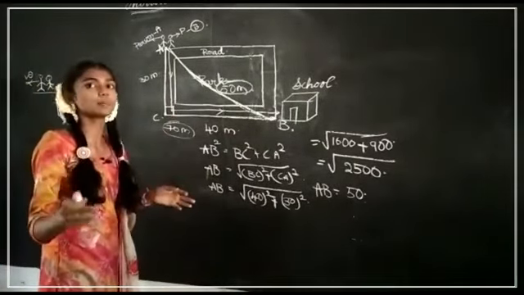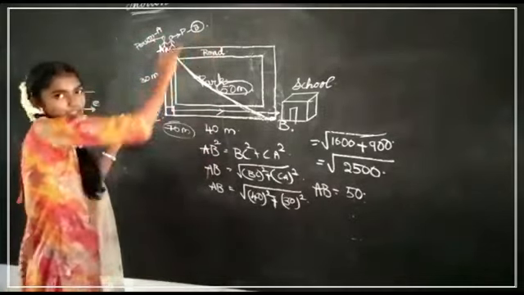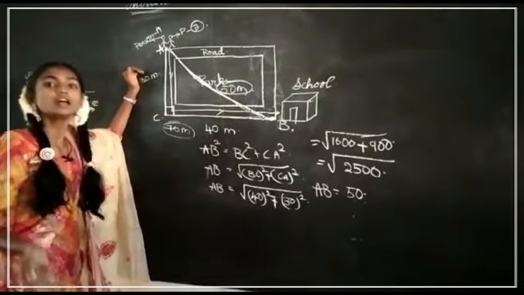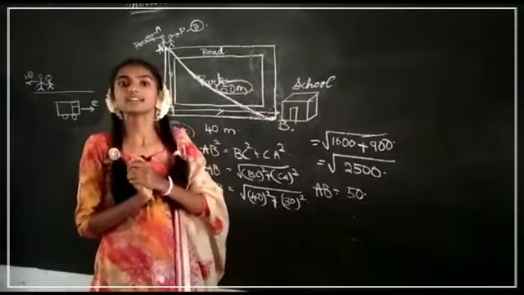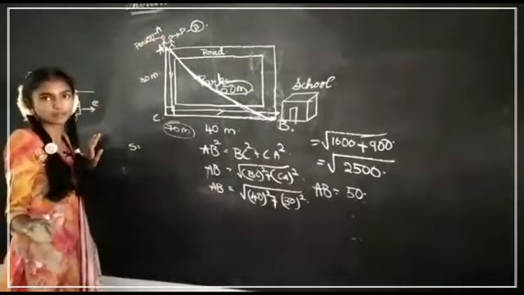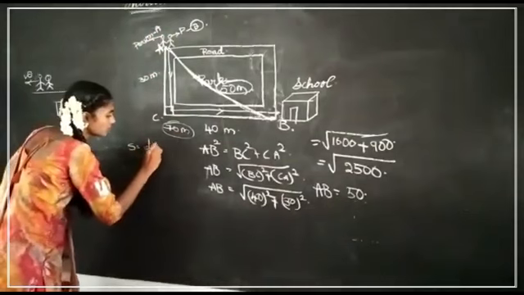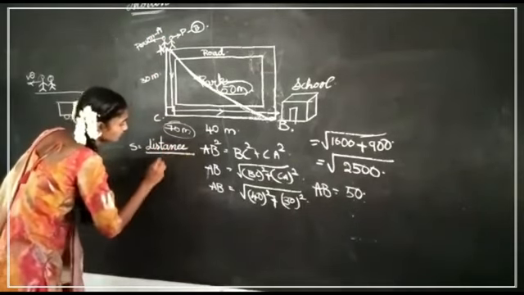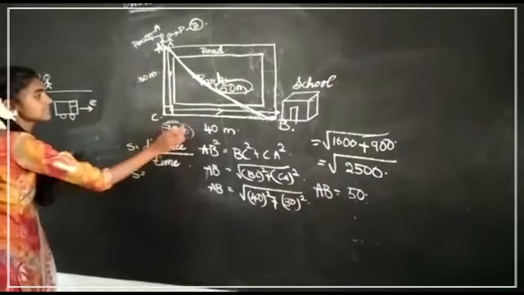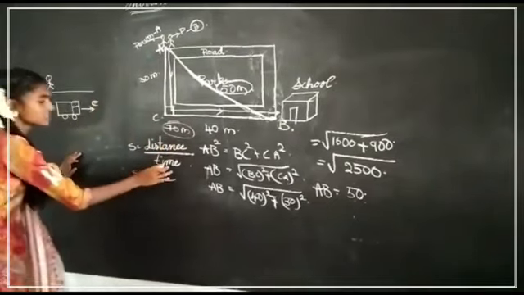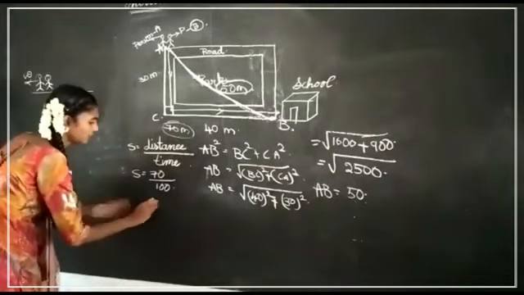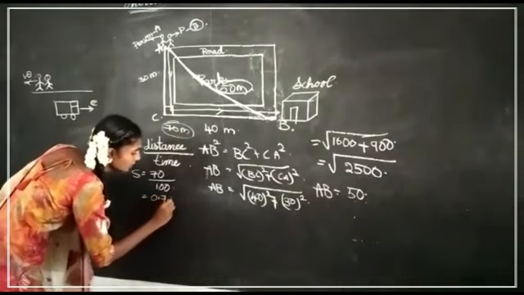So now we will calculate the speeds of both person A and person B. Firstly we will start with person A. Before calculating speed, first of all, what is speed? The rate of change of distance is called speed. So see here, we will calculate person A's speed. Speed is equal to distance by time. What is the distance travelled by person A? That is 70 meters. What is the time taken to complete his race? That is 100. So 70 by 100 is equal to 0.7 meter by second.